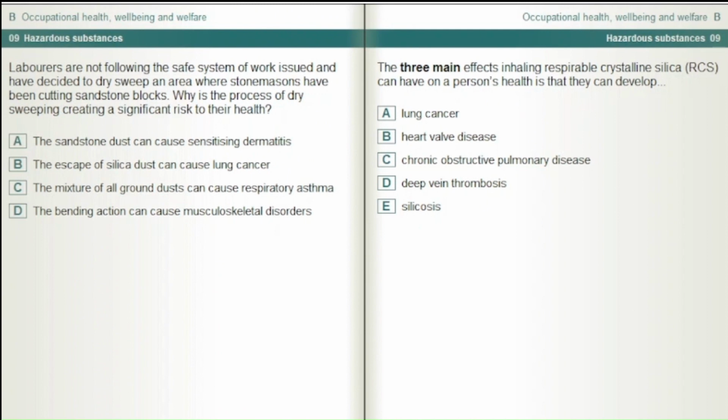Labourers are not following the safe system of work issued and have decided to dry sweep an area where stonemasons have been cutting sandstone blocks. Why is the process of dry sweeping creating a significant risk to their health? The sandstone dust can cause sensitising dermatitis. The escape of silica dust can cause lung cancer. The mixture of all ground dusts can cause respiratory asthma. The bending action can cause musculoskeletal disorders.